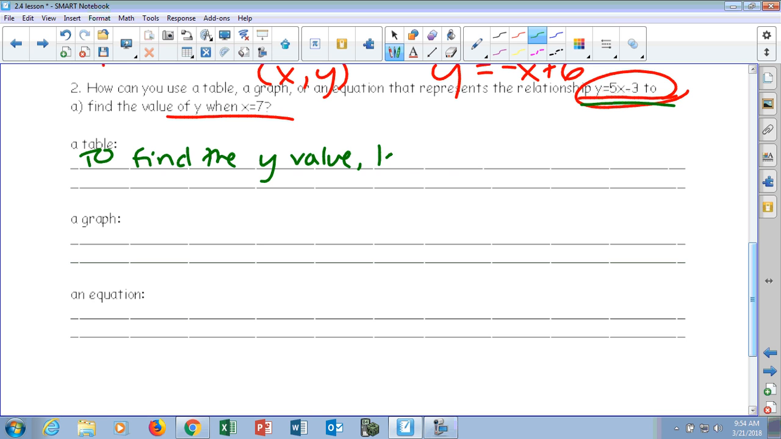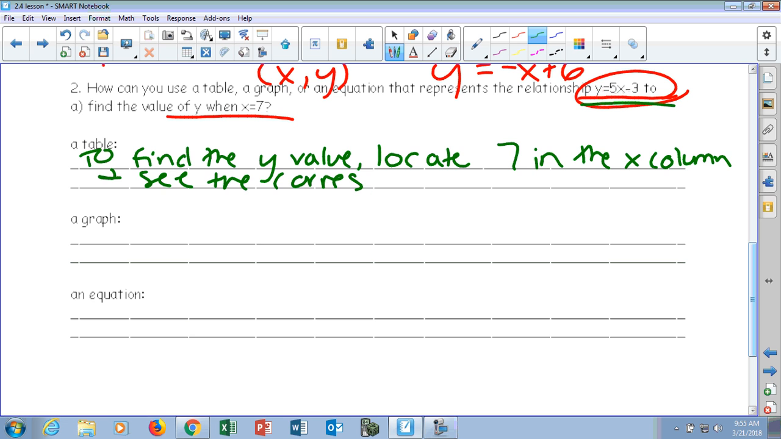Lily? Yeah, you're going to plug in 7 for x. Locate the 7 in the x column. See where 7 falls on your x's, and see the corresponding y value. Exactly. And then again on a graph.